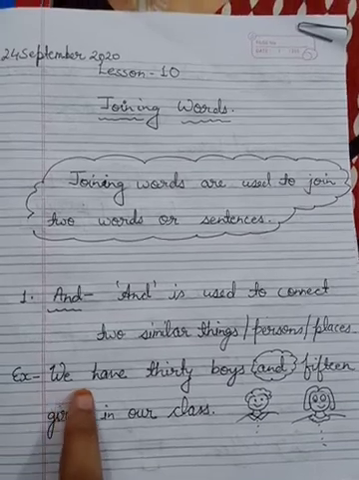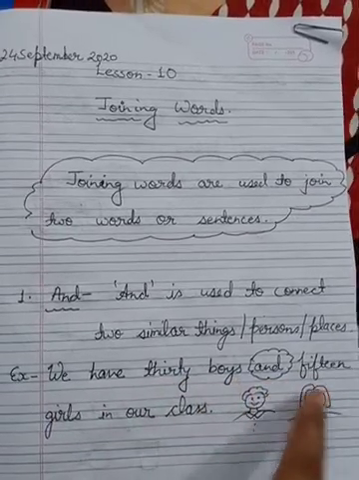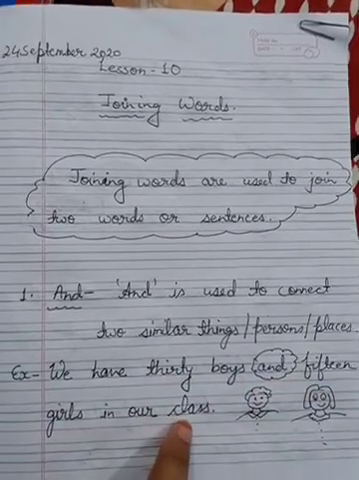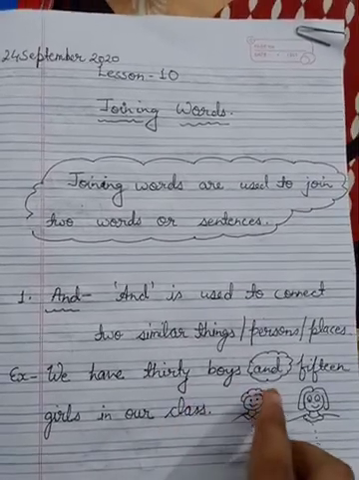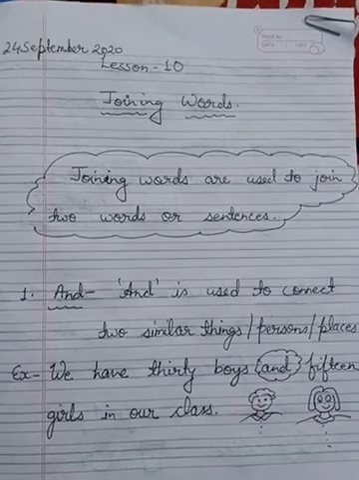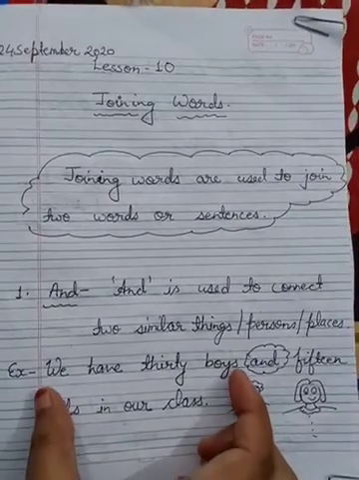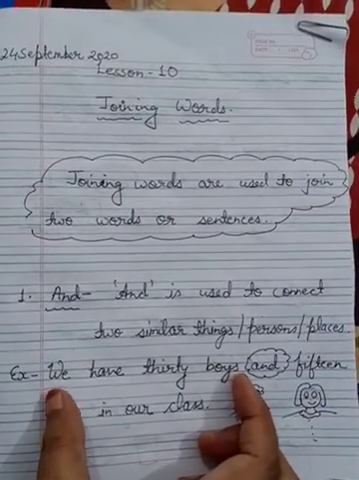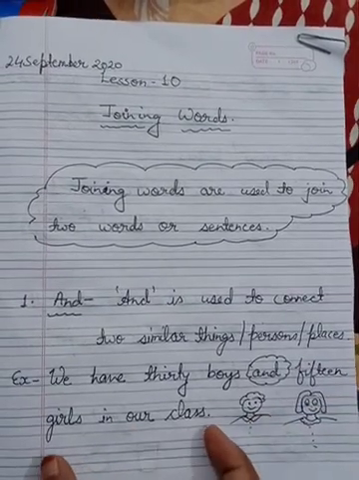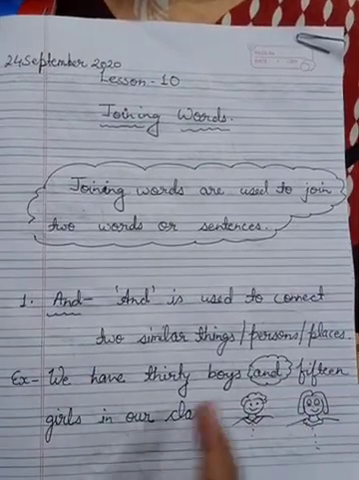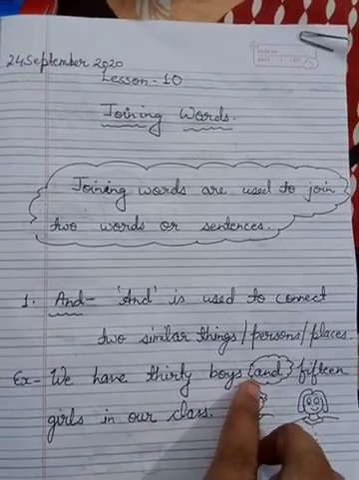Example, we have 15 boys and 15 girls in our class. Okay, so here we will use and. One sentence is this: we have 15 boys. Second sentence is 15 girls in our class, and these two sentences are added with the help of and.